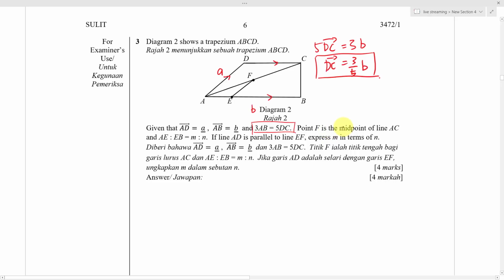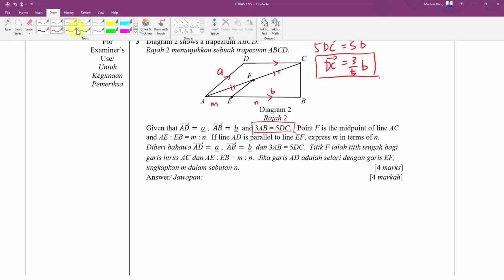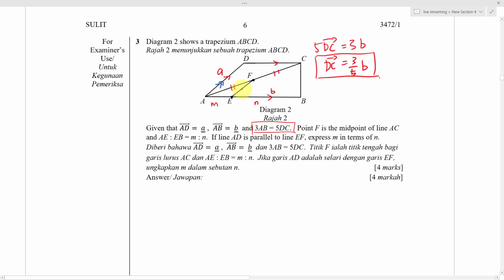Alright, and F is the midpoint. Okay, F is the midpoint. So these two are the same length on the line AC. And AE is a ratio M. And EB is a ratio N. Alright, interesting. Okay, this is vector B. Alright, and then AD is parallel to EF. So AD over here, parallel, let me use another color. Too many same colors here. Maybe blue color. These two lines are parallel. Okay, EF, and okay, AD. So express M in terms of M and N.